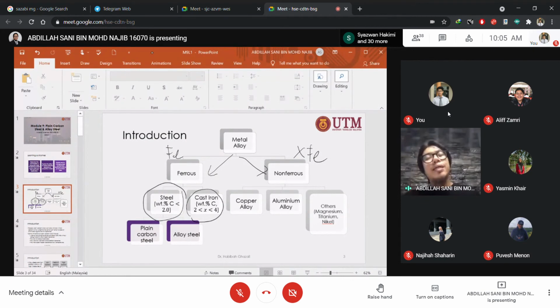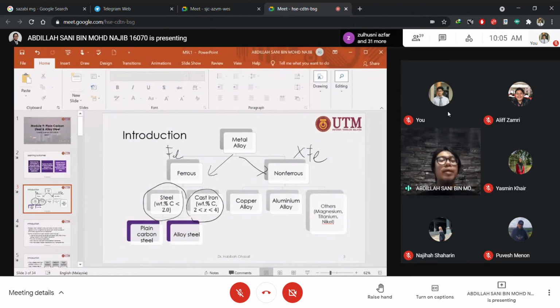If you still remember, we have four types of cast iron: the white cast iron, the gray cast iron, malleable and ductile cast iron. And for steel, we have not defined it yet. Today we will classify all this steel into two parts: one is the plain carbon steel, another is alloy steel.